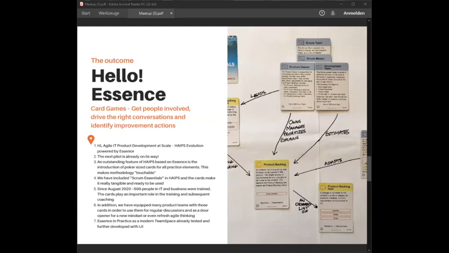So what was the outcome? I gave you all a sneak preview already. And basically it was Essence. And I mean, the card game is a game changer, and I do not want to reduce Essence to this card game, because Essence is a lot more, and Essence can also be very flexible and big, but this card game allows a very easy to grasp entry.